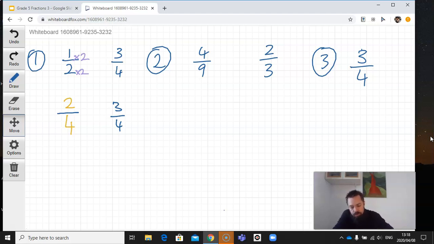If I look at number 2, I can see that I can't do anything to the 9, but I notice I can do something to the 3. And it's different from what we've done before. So I'm going to count in 3s till I get to 9. So 3, 6, 9. So I'm going to have to times the 3 by 3 to get to 9.